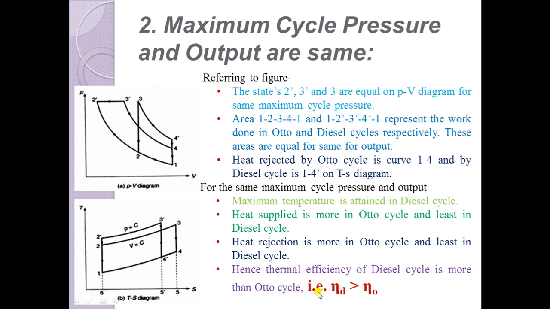So what is the reason? The reason for this is that heat supplied is more in the Otto cycle and heat rejection is also more in the Otto cycle, but heat supplied is least in the diesel cycle and heat rejection is also least in the diesel cycle. So when you see these two points, finally we can conclude that the thermal efficiency of the diesel cycle is more than the Otto cycle when maximum cycle pressure and output are the same.